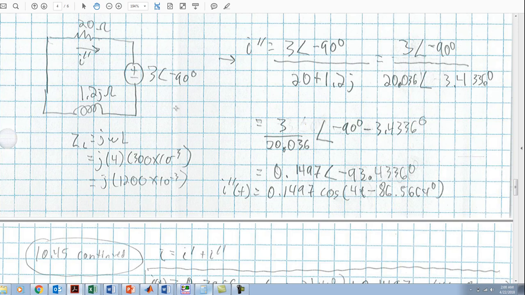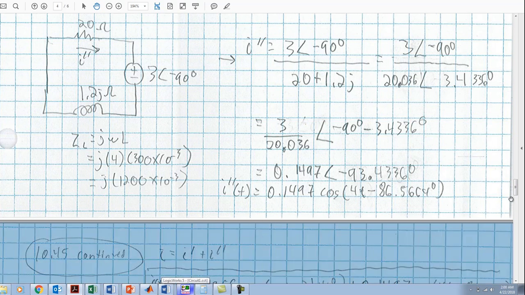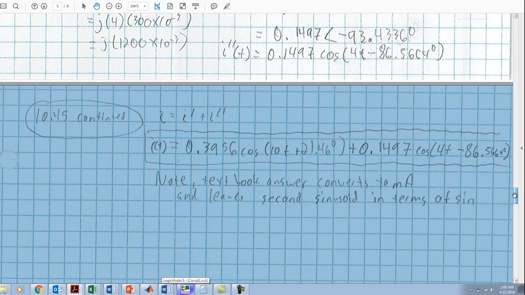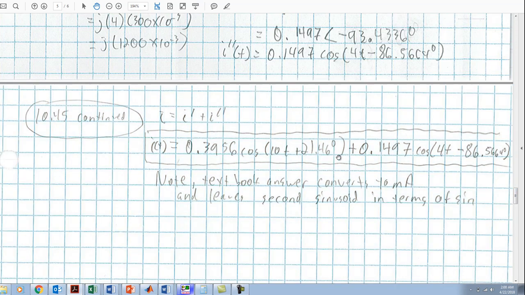that off. And so I is going to equal I prime plus I prime prime. If we add together those two currents, this should actually be a minus right here because that current is going in the opposite direction. And also your textbook answer converts this second sinusoid back in terms of sine, which you can very easily do. And it also converts it into milliamps, and so you can just move the decimal 3 places to the right.